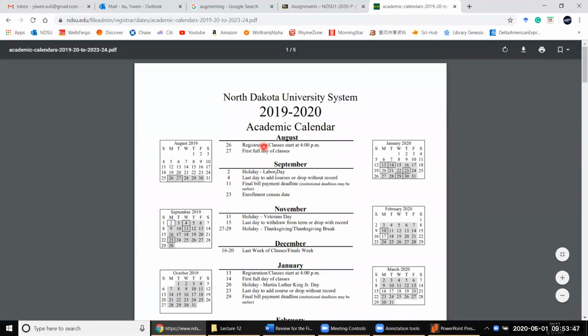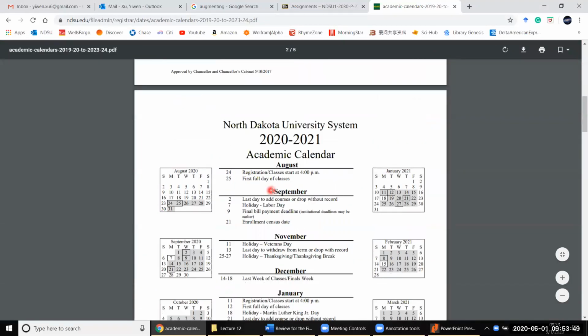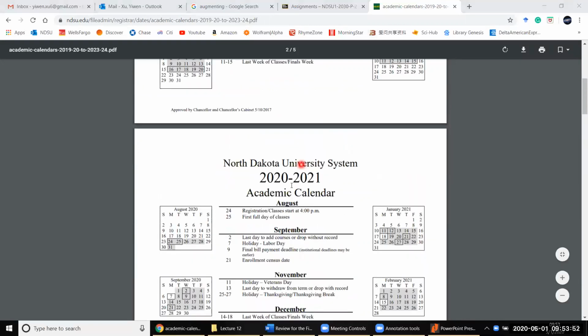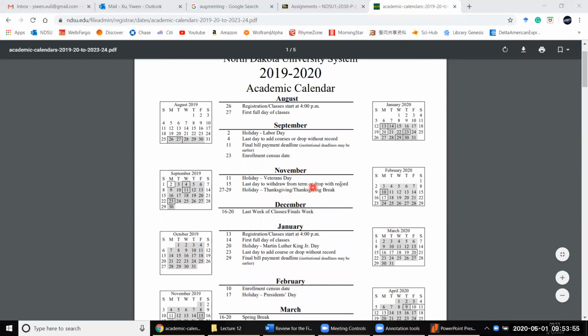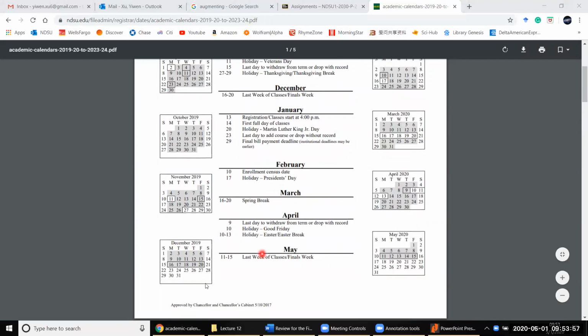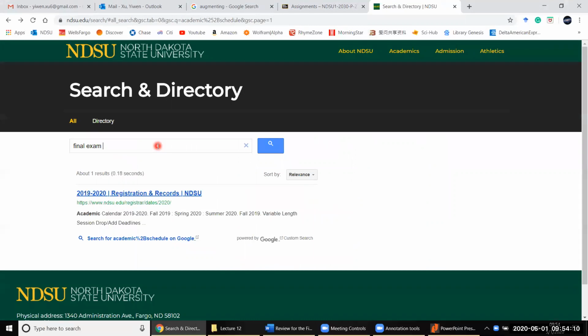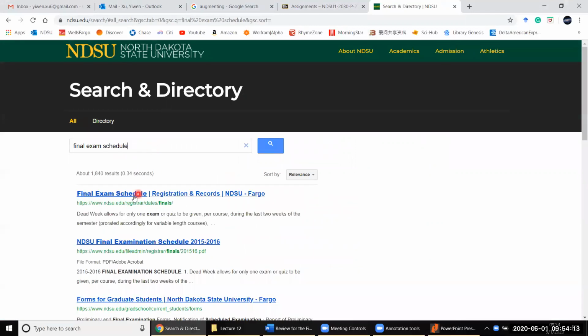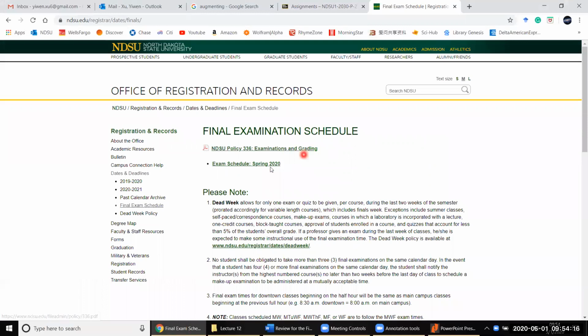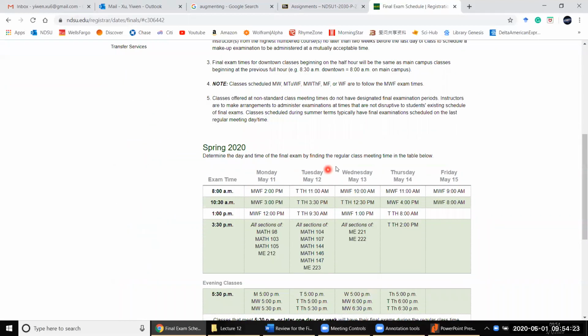Let's see. This is 20 to 21, right? This is still 20. Let's see, 19 to 20. Sorry, I'm looking for not the schedule, but the final exam. Final exam schedule. Okay, where is it? Okay, it's here.